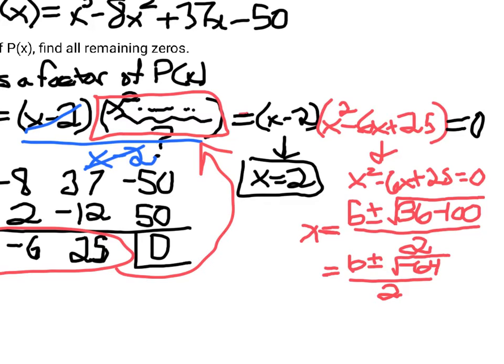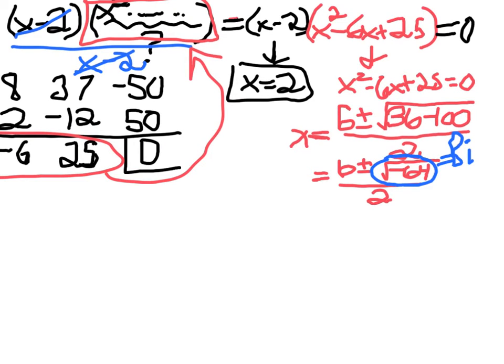The square root of negative 64 right here is, first of all, imaginary, because it's the square root of a negative number, so it's going to have an i attached. And then the square root of 64 is 8. So the square root of negative 64 is 8i. So we have 6 plus or minus 8i divided by 2. Now divide both parts by 2. So this is 3 plus or minus 4i.